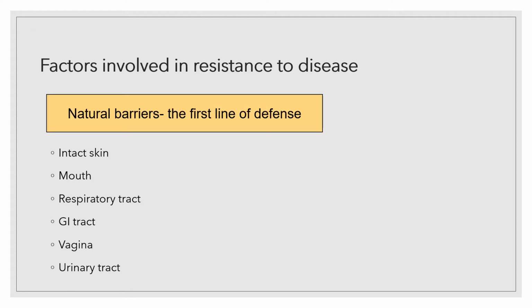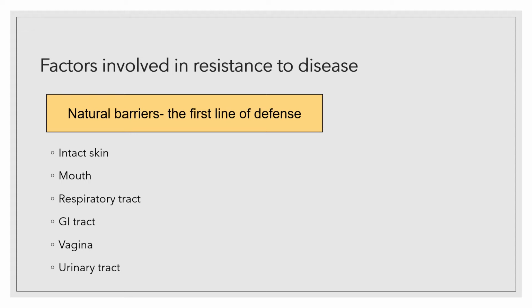Our first line of defense are our natural barriers of intact skin, the mouth, the respiratory tract, the GI tract, the vagina, and the urinary tract. So for example, some first natural barriers of the skin would be things like sweat, lysozyme and fatty acids, and also sloughing off of epithelial cells and sebum. Sebum, of course, is an oil on the skin that has antimicrobial properties.